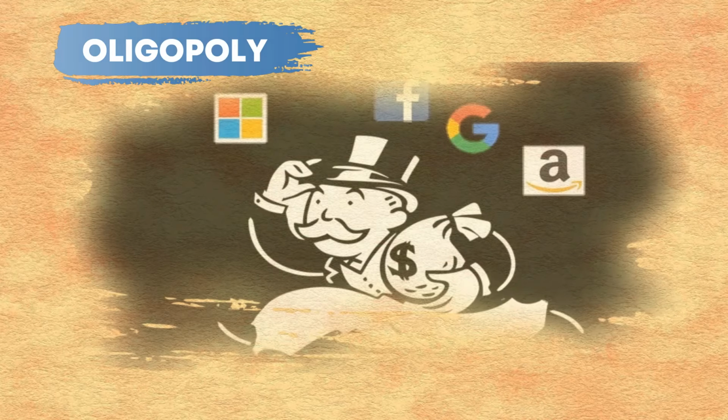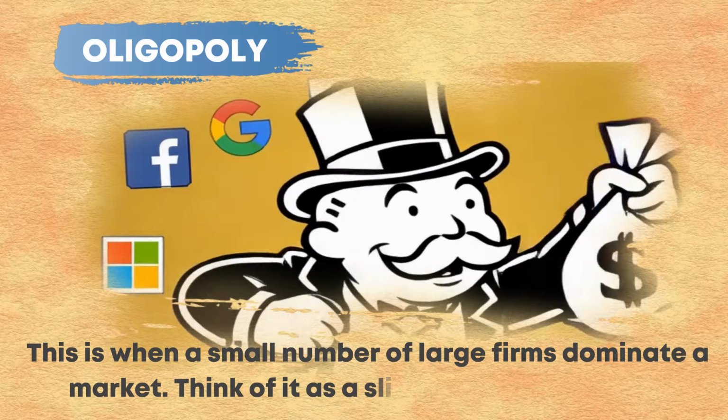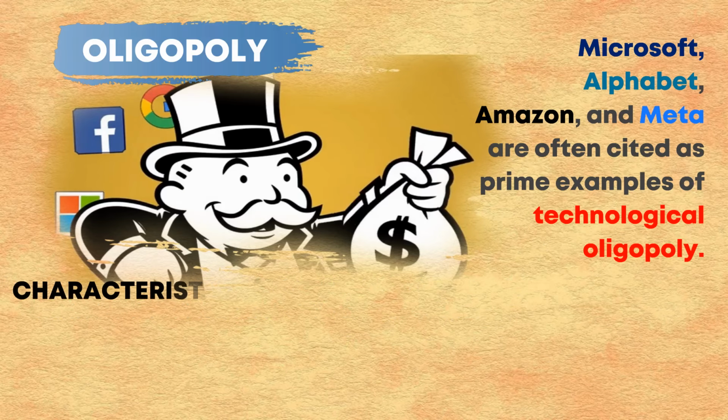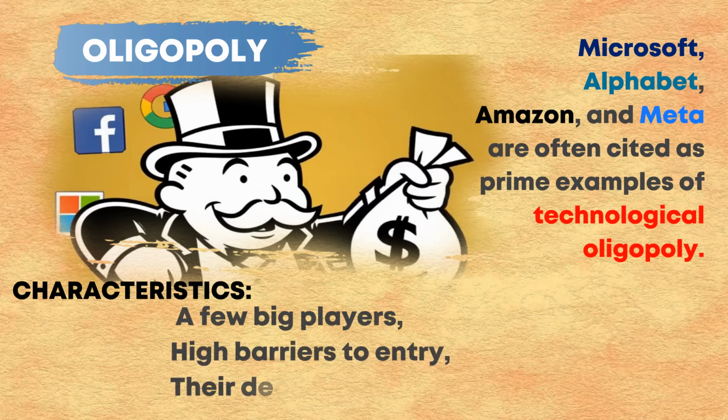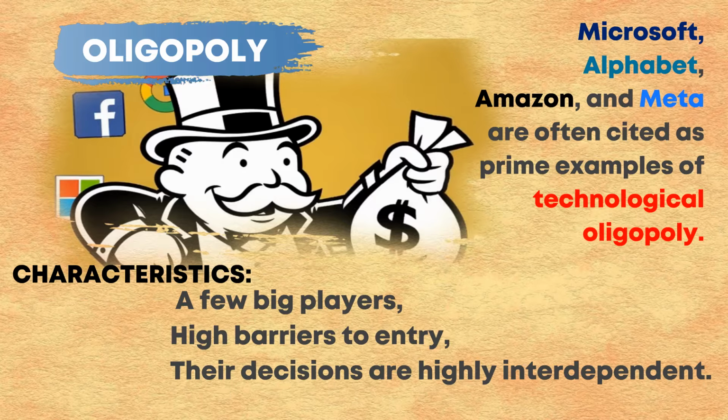Moving on to the oligopoly. This is when a small number of large firms dominate a market. Think of it as a slightly bigger duopoly. Characteristics: a few big players, high barriers to entry, and their decisions are highly interdependent. What one company does, the others react to.